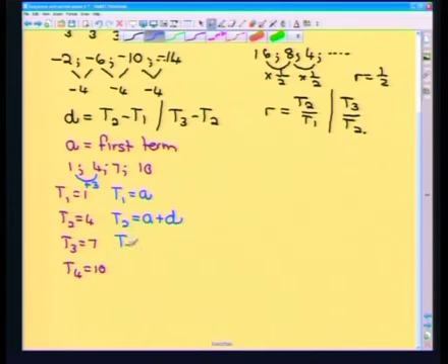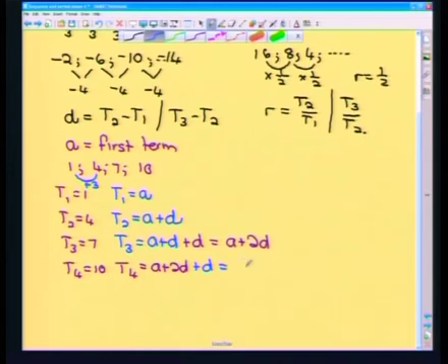To get term 3, what did I do? I took term 2, which was A plus D, and to that I added a further D, so getting myself A plus 2D. To get term 4, I took A plus 2D, and I added a further D, getting myself A plus 3D. All right, now what is very interesting about this is you're starting to see a pattern, and maths is all about patterns.